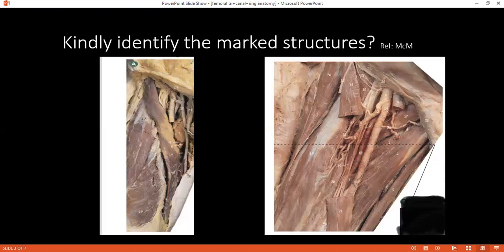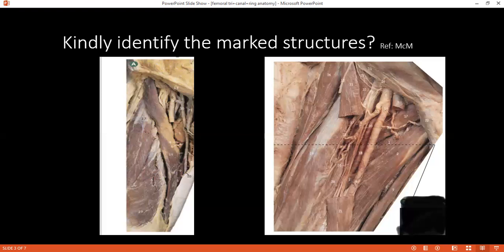Can you please tell me the contents of the femoral triangle? From laterally, there is the femoral nerve, then the femoral artery, then the femoral vein, and it also contains the lateral cutaneous nerve, the femoral branch of the genitofemoral nerve, the great saphenous vein, and also deep inguinal lymph nodes. No, you have to tell me what are the contents of the femoral canal. Most medially is the femoral canal.